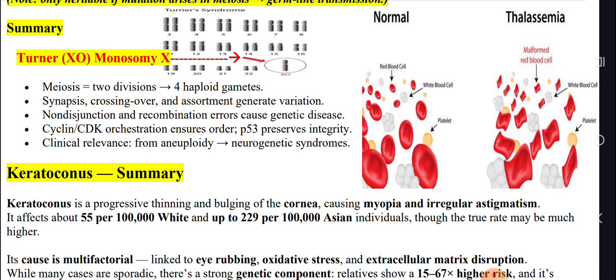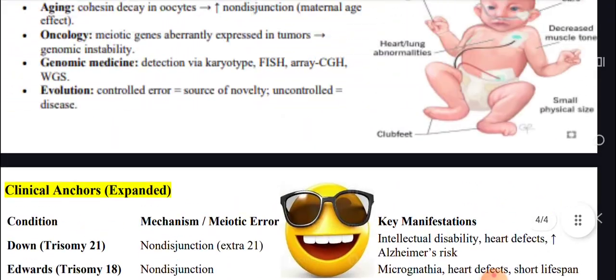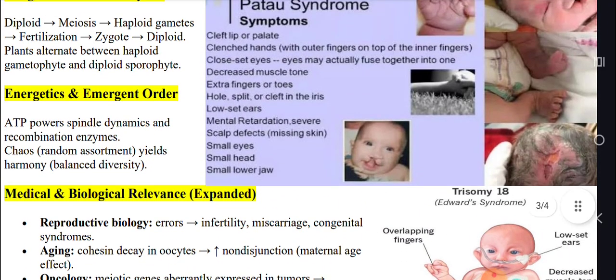Exactly. We know definitively that the risk of non-disjunction, especially leading to trisomy 21 Down syndrome, rises quite dramatically as maternal age increases, particularly after age 35. And the sources clearly link this to the biology of the female gametes, the oocytes. Why is that? What's happening in those older oocytes?